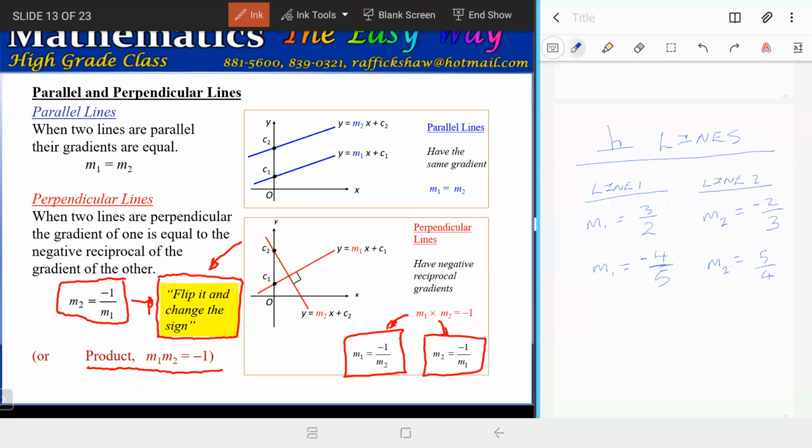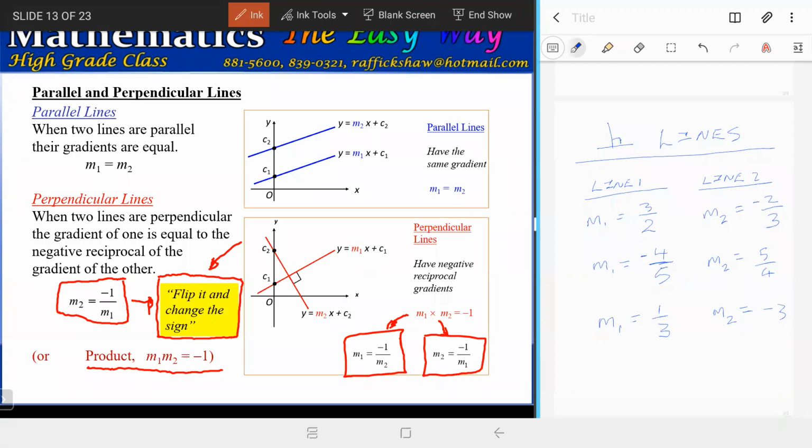All right, let's go now. Let's say the gradient of line 1 is 1/3. What will be the gradient of line 2? They are perpendicular. -3/1. -3. Come again? -3/1, -3. Anyway, what is that? -3.